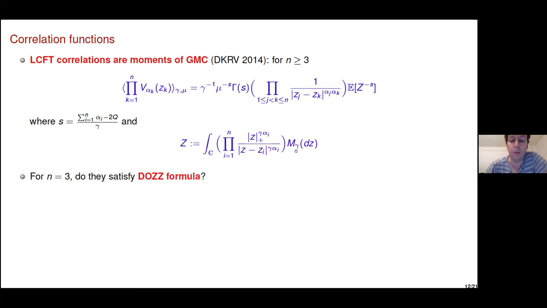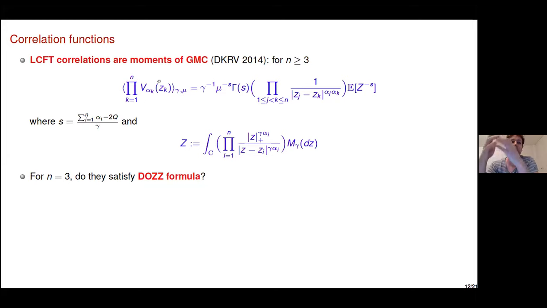And what is this random variable? I take the exponential of the Gaussian free field, the Gaussian multiplicative chaos volume form, which I denote M_gamma(dz), and I integrate this function against it. So roughly 1/|z − z_i| to some powers here. This gives me a random variable. I take a fractional power of this random variable and I take the average. And this is the explicit expression that comes out of our construction for the Liouville correlation functions.